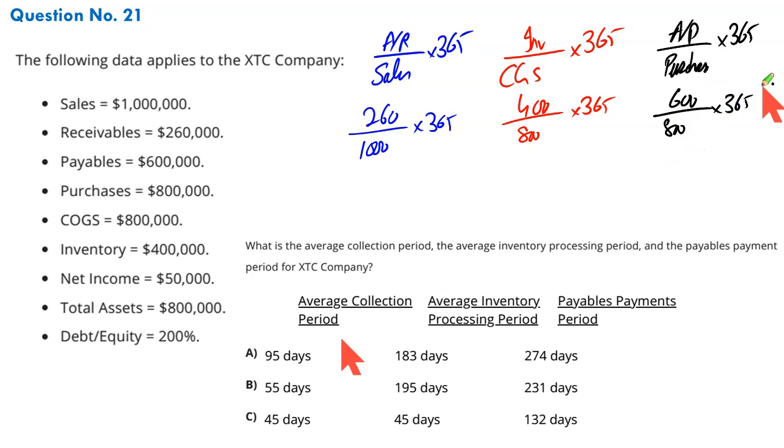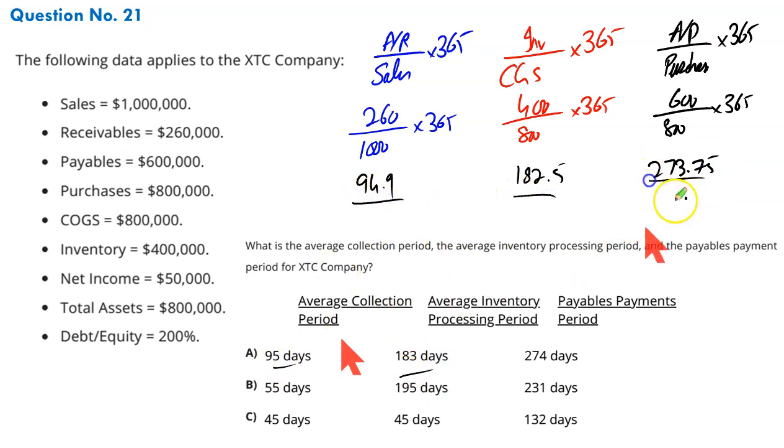So it's 260 by 1000 times 365 gives you 94.9. The next one will return 400 by 800 times 365 gives you 182.5, and 600 upon 800 times 365 returns 273.75. So the results have been rounded off. The nearest numbers are given: 95, 183 and 274. So we took time, but in the exam you have to be quick, and this will come with practice. Speed and accuracy is needed in professional certification. So this makes A to be the correct option.